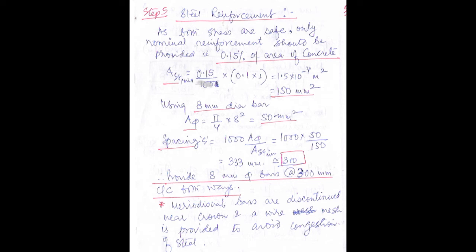So please, this is just one point for your reference, that the meridional bars, as we have shown over here, are actually discontinued. They are not given near the crown area, and there a wire mesh is provided, to avoid just congestion of the steel over there.